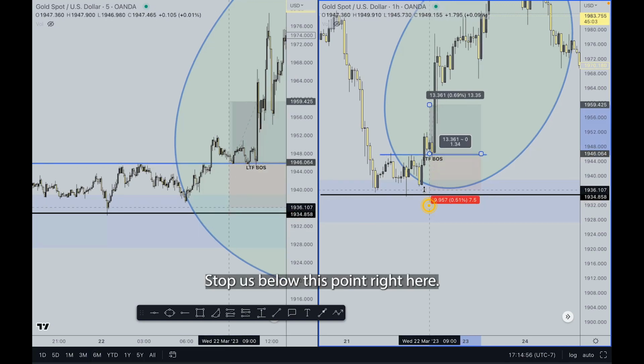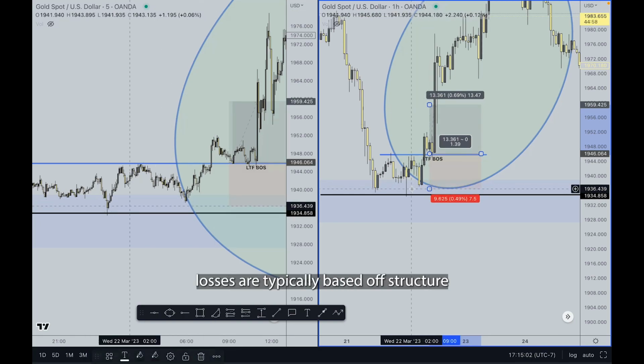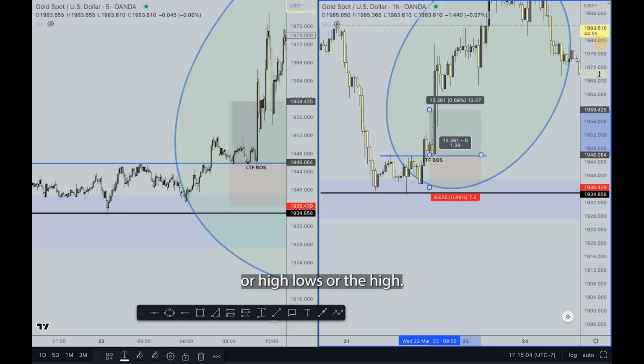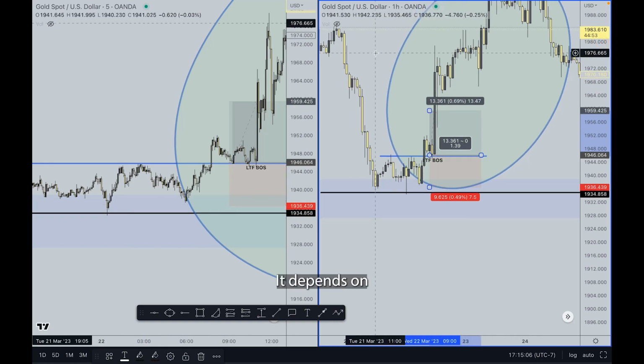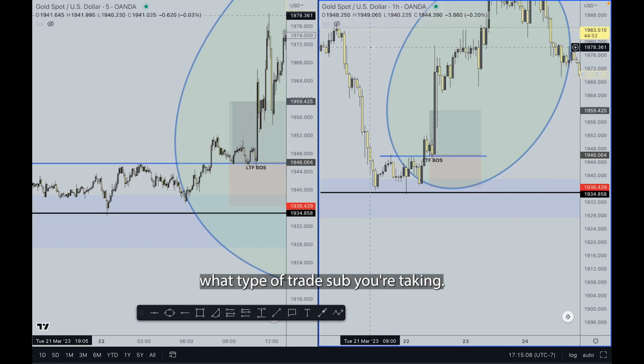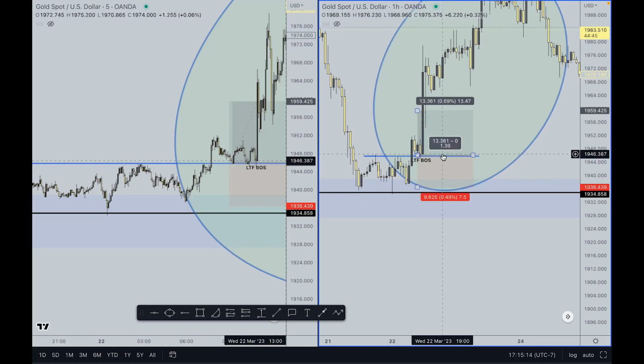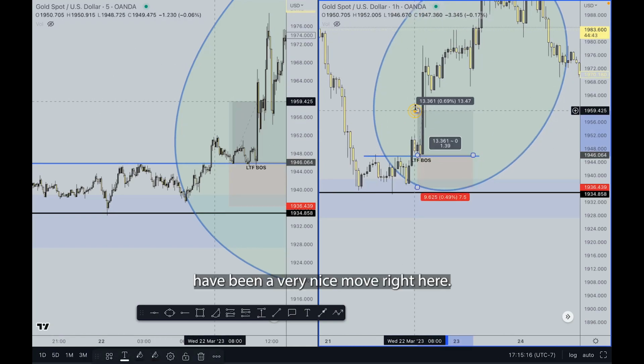So depending on how you wanted to take this trade, continuation move right here, right on the higher low point, stop loss below this point right here, this higher low. Okay, your stop losses are typically based off structure or the previous low or high. Okay, it depends on what type of trade setup you're taking. Remember, it all goes hand in hand, it all goes back onto each other. Higher low point would have been a very nice move right here.